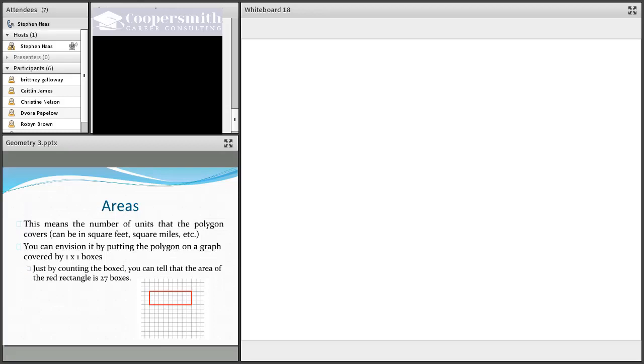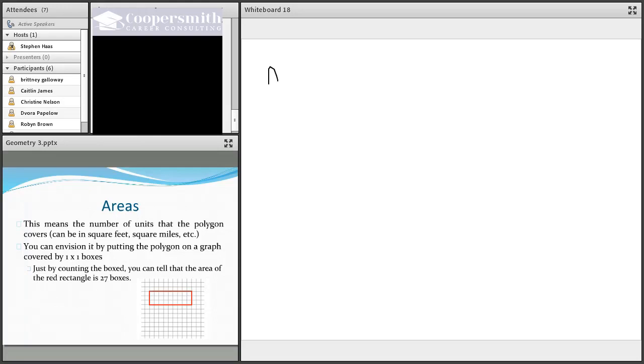And you can envision it by putting it on a graph covered by one-unit boxes. You see that little graph over here in the lower left-hand corner? Without looking at the number that I put down next to it, it's fairly obvious how many boxes the red rectangle covers. If you want to just count it, you can count out the boxes in there. If you didn't want to count it, how would you figure it out? Let's say I wanted to figure out the area of the red rectangle, and I didn't want to sit there and count the boxes. How do you figure out that it's 27?